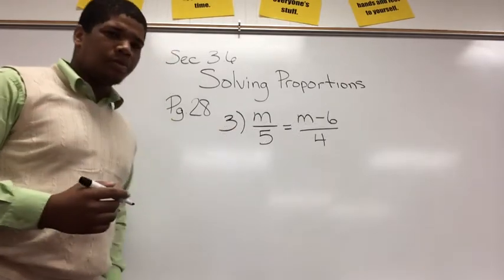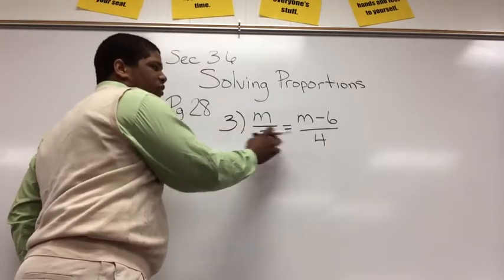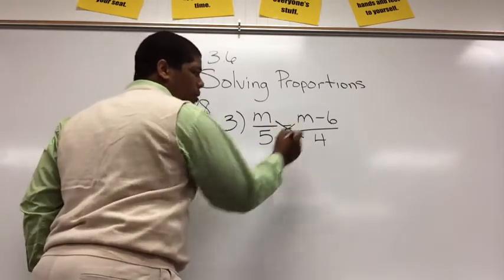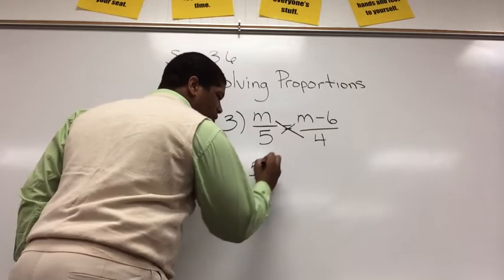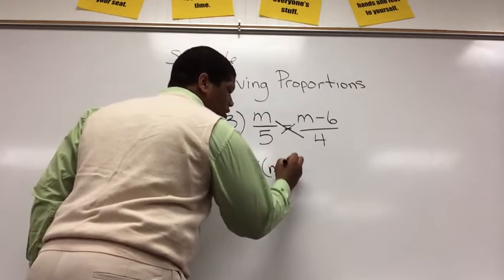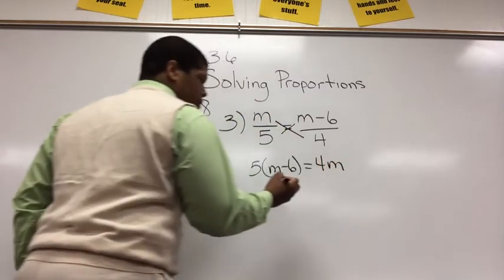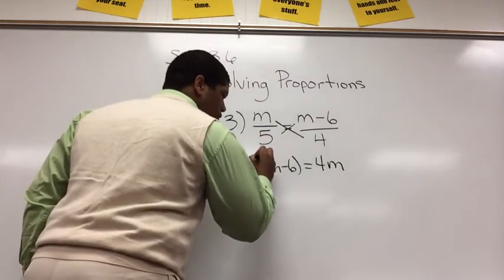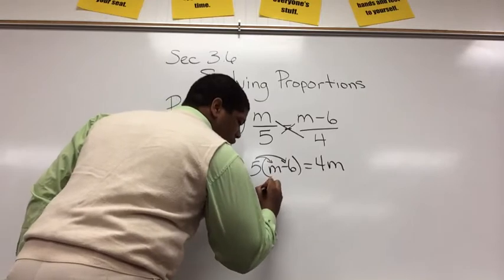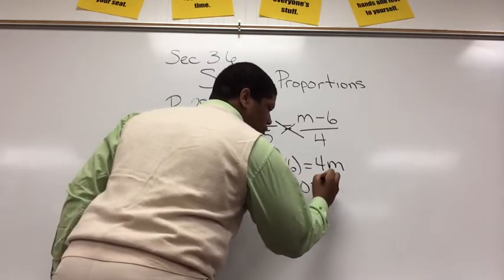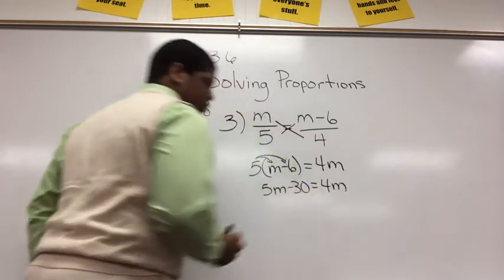For our third example, we have m over 5 is equal to m minus 6 over 4. So we're going to cross multiply again, and we'll get 5 times the quantity of m minus 6 is equal to 4m. So I'll distribute my 5, and that gives me 5m minus 30 is equal to 4m.